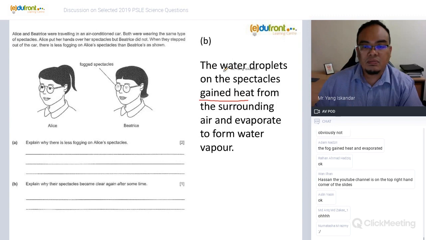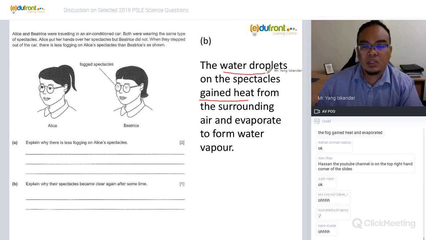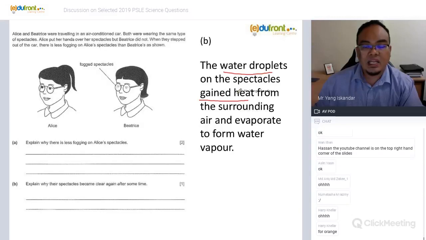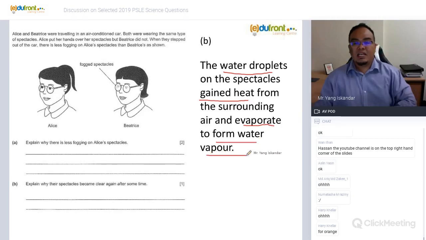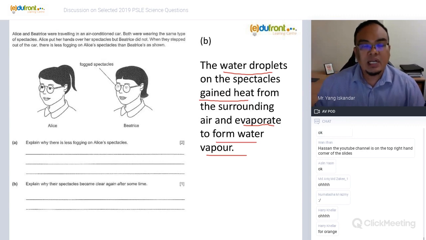First of all, you need to mention that the fog or the water droplets on the spectacles gain heat. Why? Because the outside surrounding air is warmer than the water droplets. So it will gain heat and evaporate. This is a keyword that you need to put, and many students will forget this. Evaporate into what? Evaporate into water vapor. That's why it disappears. Water vapor we cannot see, right?